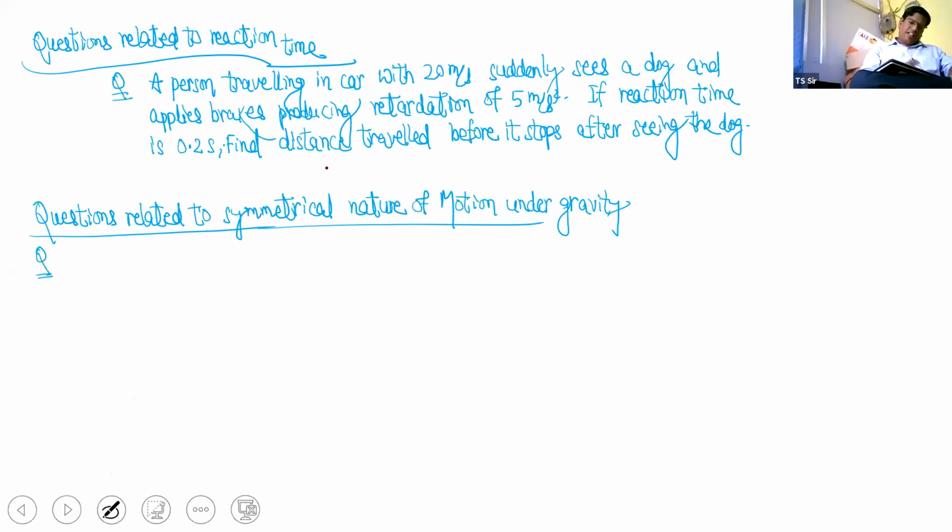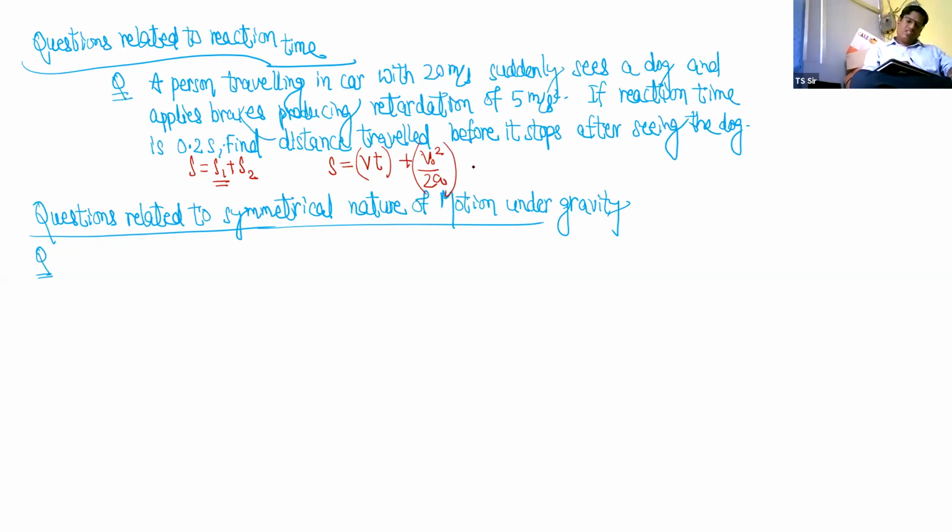So here distance traveled will be Vt. Till the time he has not applied brakes, during that reaction time, the car is moving with constant velocity. So distance traveled will be Vt. Basically I am using the formula S equal to S1 plus S2. S1 is till the time he has not applied brake, and S2 is after he applied brakes till the time it stops. So S1 will be Vt, and S2 will be V0 square by 2a, stopping distance.